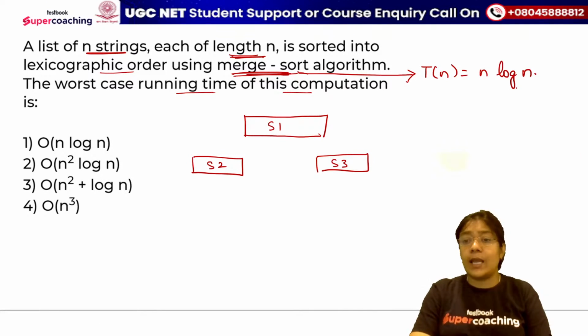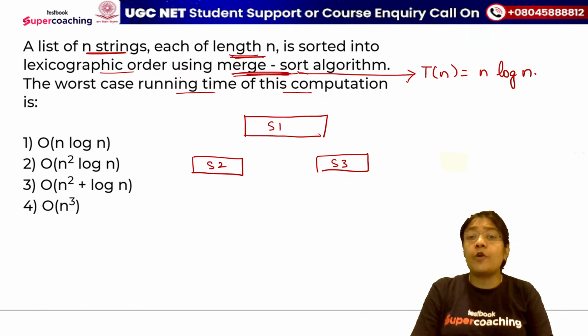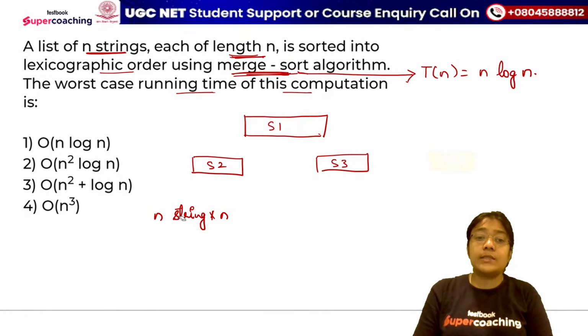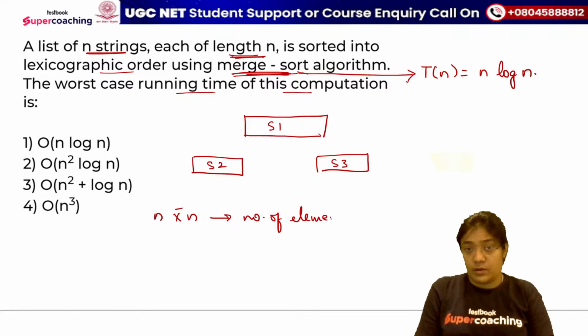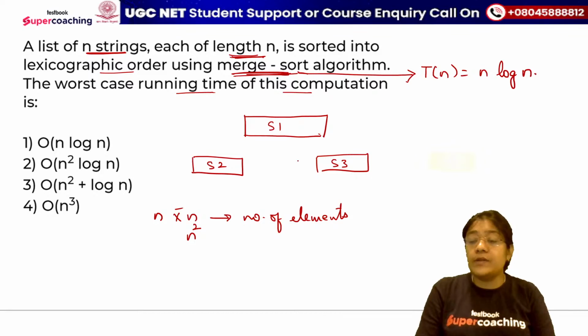Running time complexity is n log n, but if you see here, how many characters will there be when you merge? There are n strings, and inside each string you have n elements, so n into n elements. The total number of elements that you will be getting is n into n. This is representing the number of elements. So it is n square. And how many levels will there be when you merge? log n levels, because we have n strings. So it is n square log n.